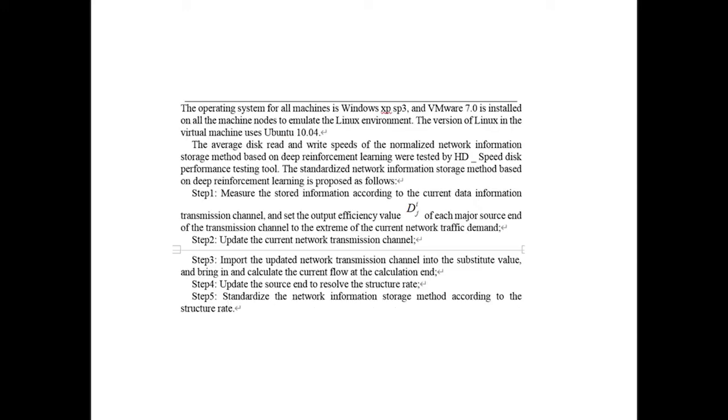The operating system for all machines is Windows XP SP3, and VMware 7.0 is installed on all the machine nodes to emulate the Linux environment. The version of Linux in the virtual machine uses Ubuntu 10.04. The average disk read and write speed of the normalized network information storage method based on deep reinforcement learning will be tested by the HD Speed disk performance testing tool. The standardized network information storage method based on deep reinforcement learning is proposed as follows.